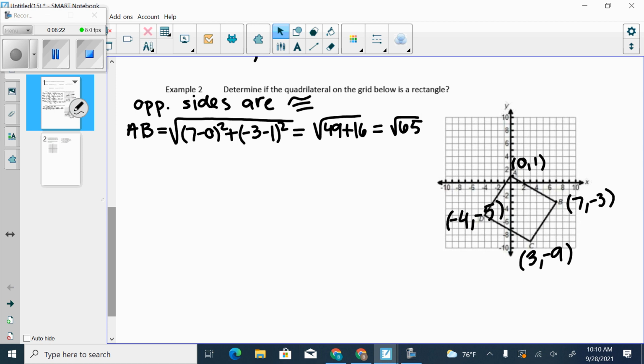Now we've got to find our side from point B to point C. So we've got x2 minus x1. What's that going to be this time? Good. Plus y2 minus y1 squared, which would be good. And then we've got to simplify. So what is 3 minus 7? Negative 4. And what's negative 4 squared? Positive 16.